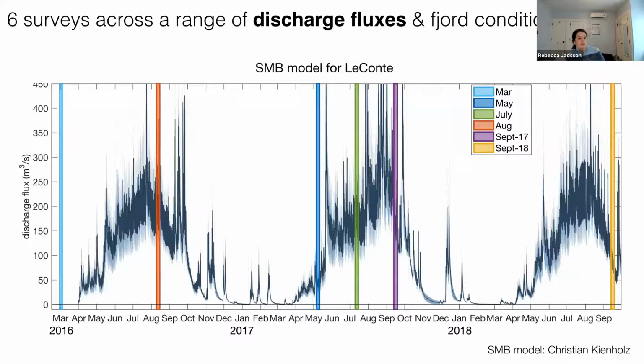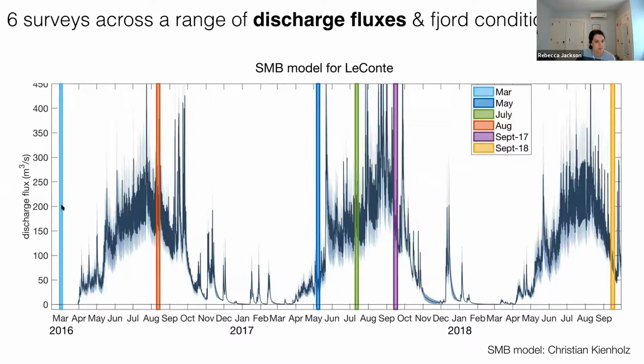Okay, so in the background here is a surface mass balance model run by Christian Kienholz, which predicts high discharge in summer, going to close to 0 in winter. So again, this is what we expect to feed the subglacial discharge into the fjord. And then the colored stripes are where we have these oceanographic surveys that I'll be focused on.